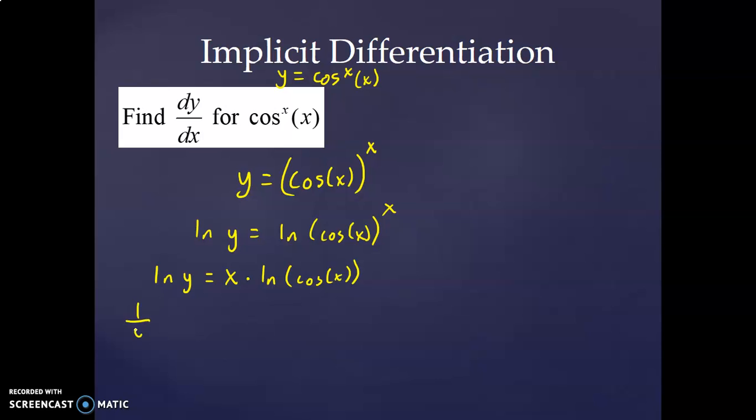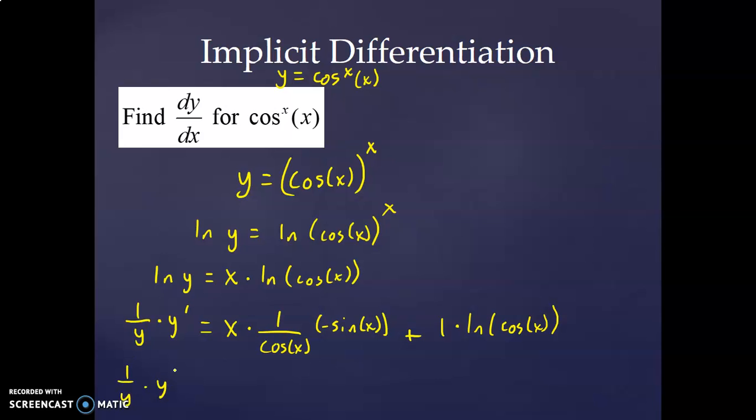On the left side, we just use the derivative of ln property, so 1 over y times y prime. On the right side, we're going to have to use the product rule. So x and then the derivative of ln of cosine is going to be 1 over cosine of x times the derivative of cosine, which is negative sine of x, plus the derivative of x is 1 times ln of cosine of x. So let's see if we can simplify this at all.